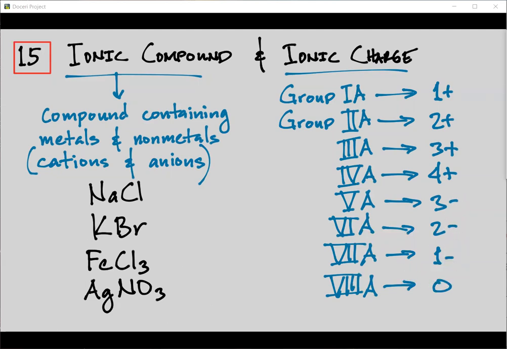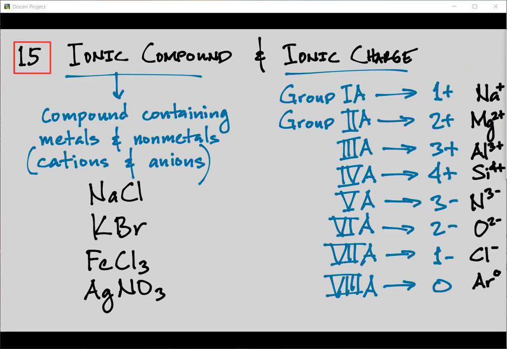So here's a few examples. You have sodium ion. It has positive 1 charge. Magnesium ion with positive 2. Aluminum 3 plus. Silicon 4 plus. And then starting with nitrogen, which is a nonmetal, you have a nitride ion, oxide ion, chloride, and then argon. All noble gases will have a neutral charge.